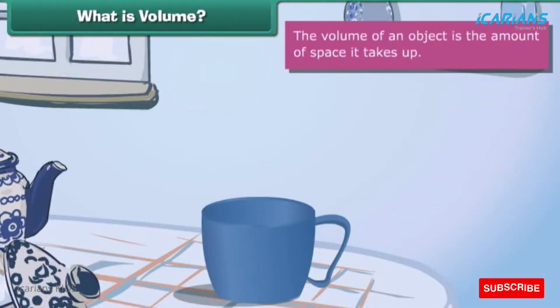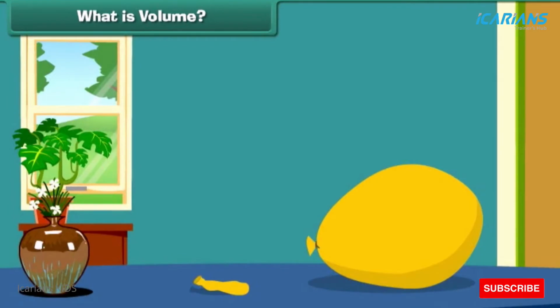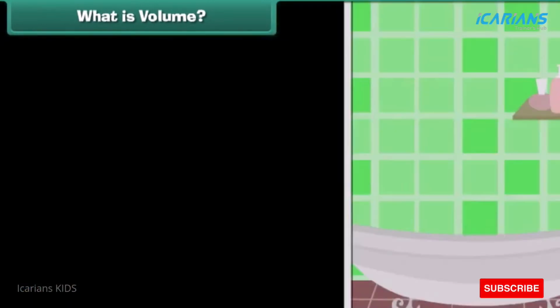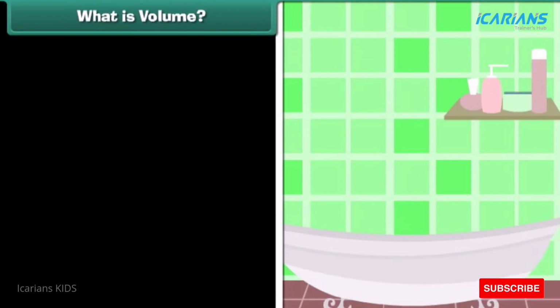The volume of an object is the amount of space it takes up. For example, an inflated balloon takes up more space than an empty balloon. That means that a balloon that is blown up has more volume than one that hasn't been blown up. Volume can also show capacity, how much a container can hold. A bathtub has more volume than a cup of coffee.